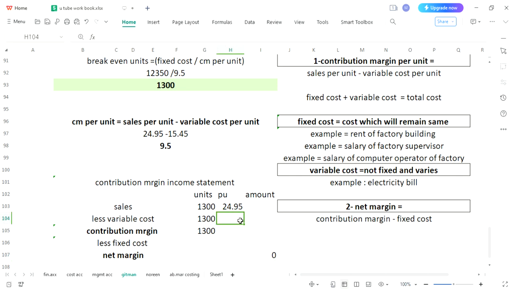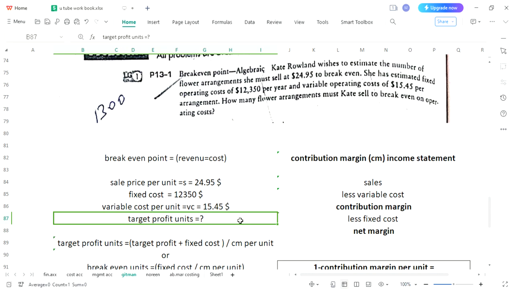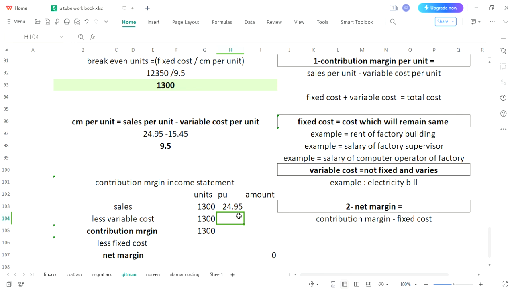Next thing is we need to have variable cost. Go back to the inputs. Variable cost per unit is 15.45, so you can put that over here. And as you know, contribution margin, how do you calculate? Here I am going to put a separator, and let me know how you calculate your contribution margin. Look, less is mentioned over here. Less means if you subtract variable cost from sales, you will get your contribution margin.